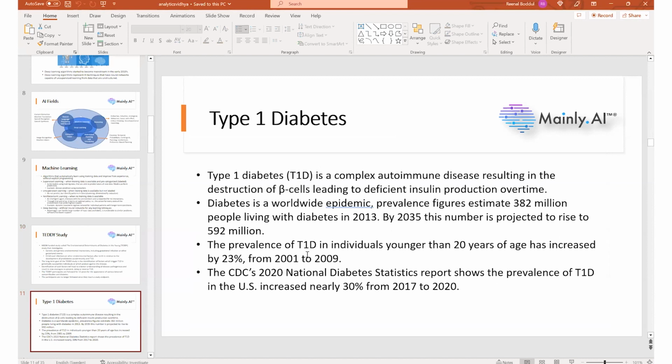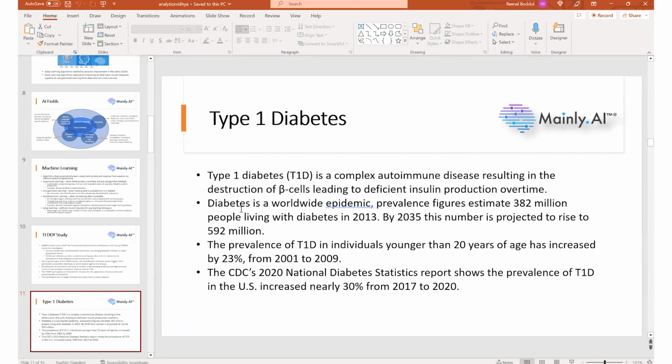So let's talk about type 1 diabetes. Type 1 diabetes is a complex autoimmune disease, resulting in the destruction of the beta cells, which leads to a deficiency in insulin production. There are some proteins which kill the beta cells, and that beta cell deficiency leads to the deficiency in insulin. That's what an autoimmune disease is.